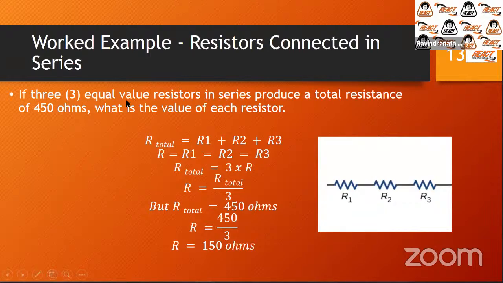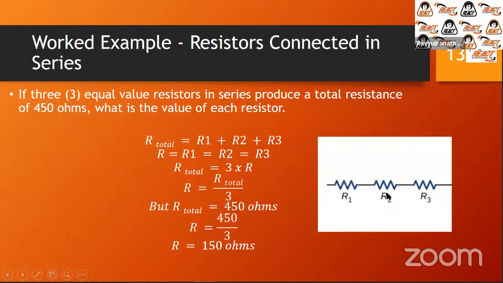The question is, if 3 equal value resistors in series produce a total resistance of 450 ohms, what is the value of each resistor? Well, they're just asking us a kind of roundabout question, right? They give us what the total is, and they want to know if they are all equal, what is the value of each resistor?